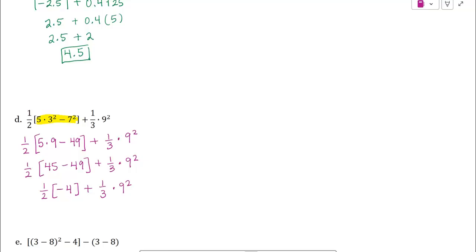Now looking at this problem, I've got a multiplication over here, I've got multiplication here, but I've got this exponent that I want to deal with first. Let's move this up here. I'm going to leave all of these other items alone. 9 squared is 81. And now I'll do my multiplication. 1/2 times negative 4 is negative 2. And then 1/3 times 81 is 27. And then I'll add those two together to get 25.